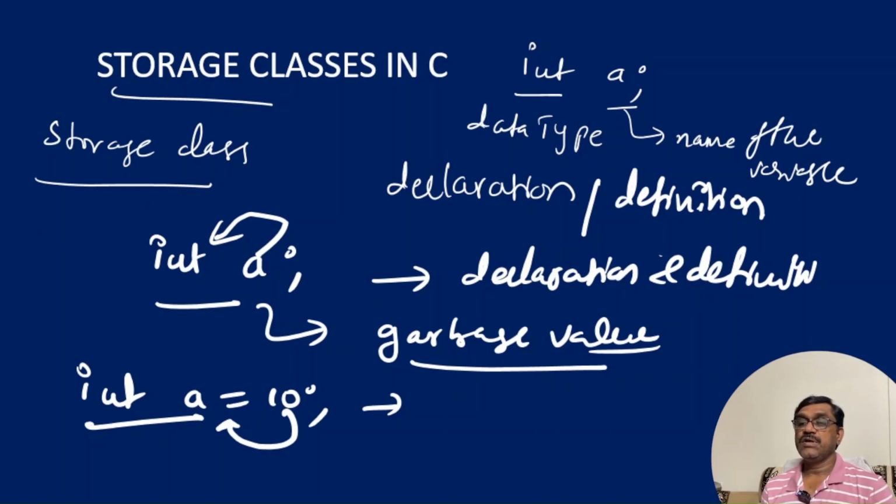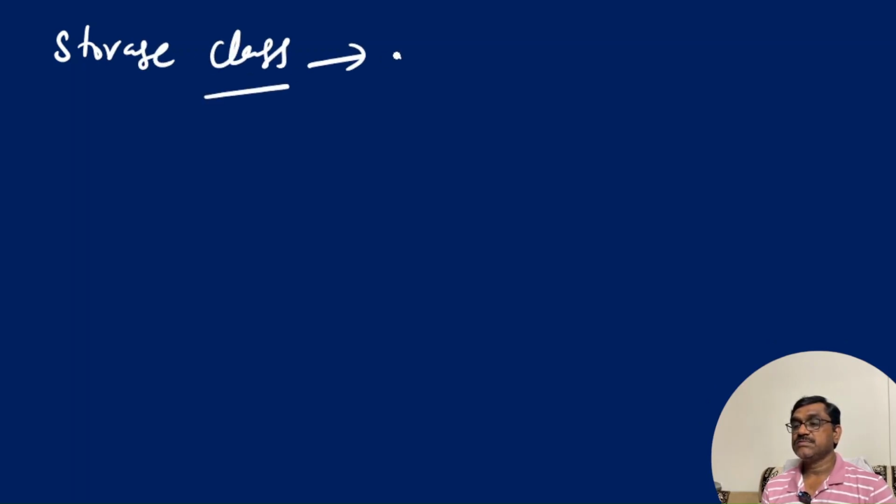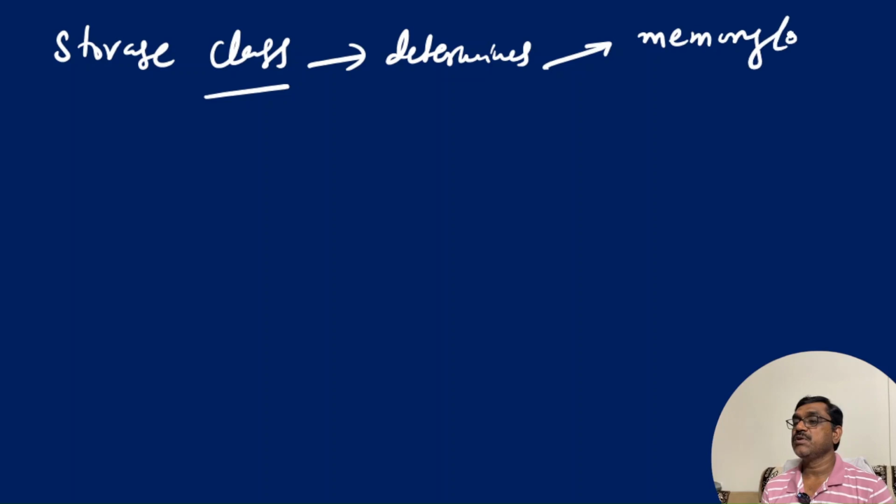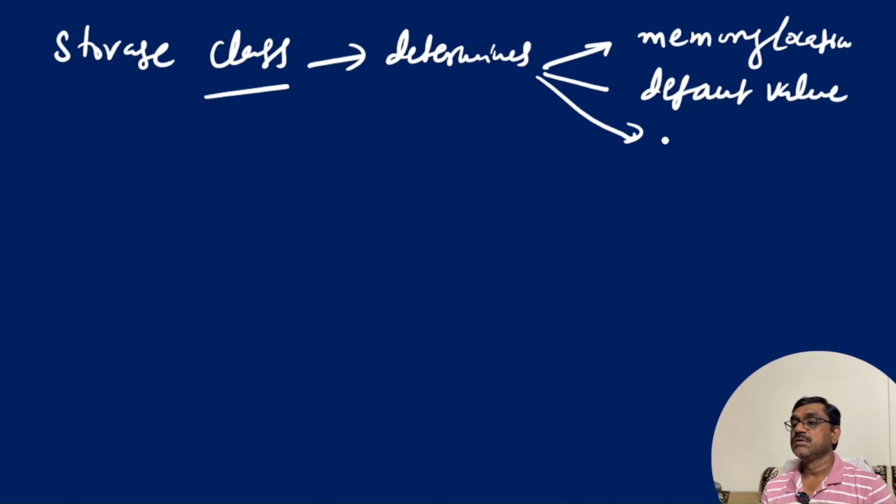Now we are going for what they actually meant by storage class. Please remember that a storage class determines the memory location of the variable. It defines, or you can say it determines, the memory location. And second one, default value. And third one, we are talking about the scope of the variable. And the last one we are talking about is lifetime.